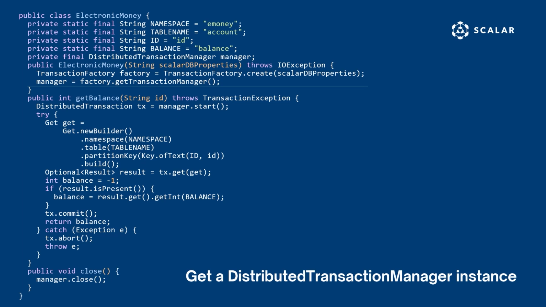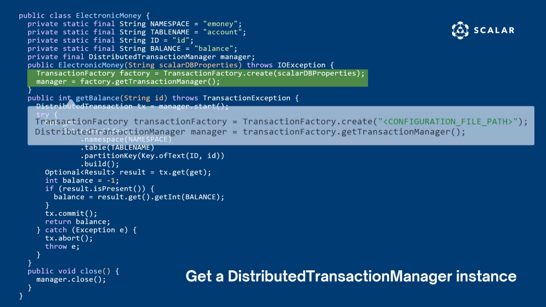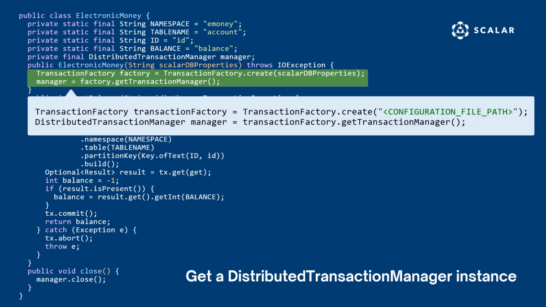First, you need to get a distributed transaction manager instance to execute transactional operations. To get a distributed transaction manager instance, you can use Transaction Factory. After you have executed all transactional operations, you should close the distributed transaction manager instance.